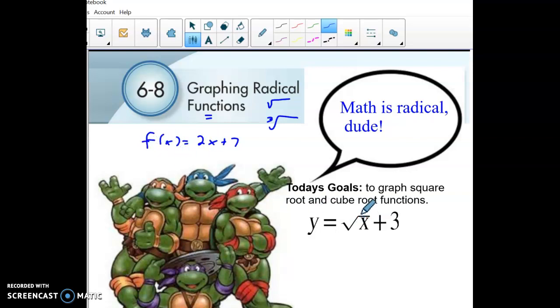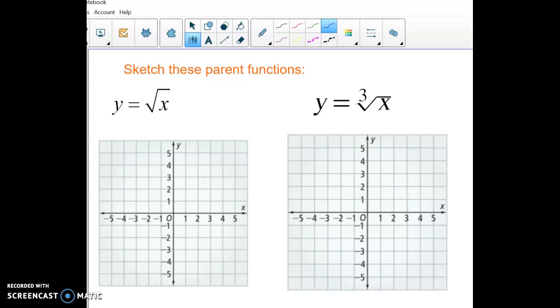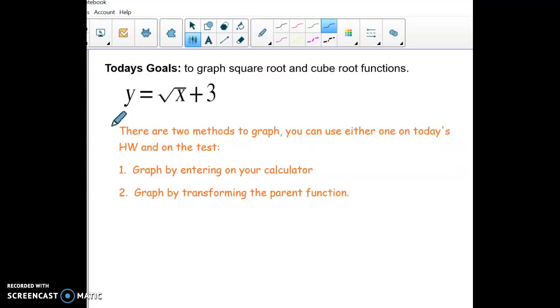All right, and we're going to graph two different types of functions today, the square root and the cube root function. So our goal is to graph them, square root and cube root, so make sure we have that down. There are two ways you can do it. You can just enter them straight on your calculator. This video will cover how to do that.